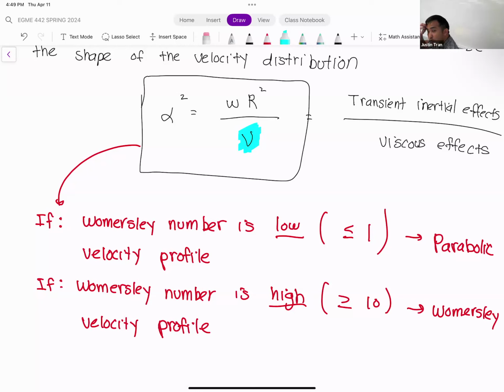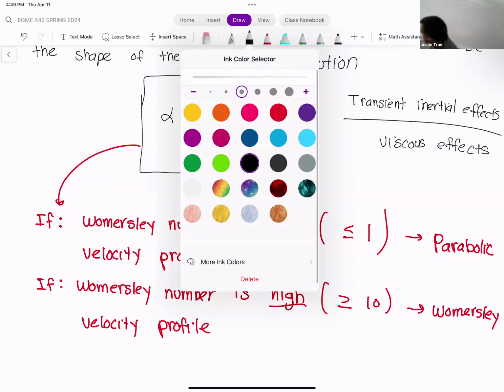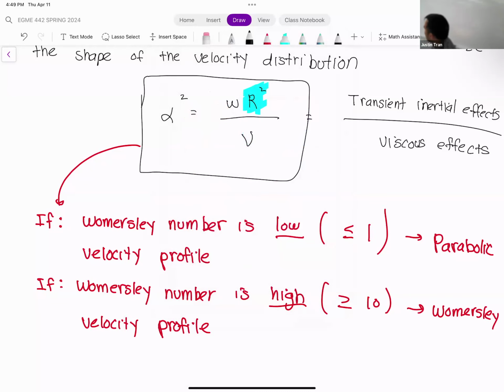There are situations where the viscosity of your blood decreases when you're going through the smaller capillaries. But for the most part, your viscosity is relatively constant, so we're going to assume that's fixed. The other thing that changes here is the vessel radius. Now, the vessel radius does change throughout the cardiovascular system, and in fact, it depends on where you are.